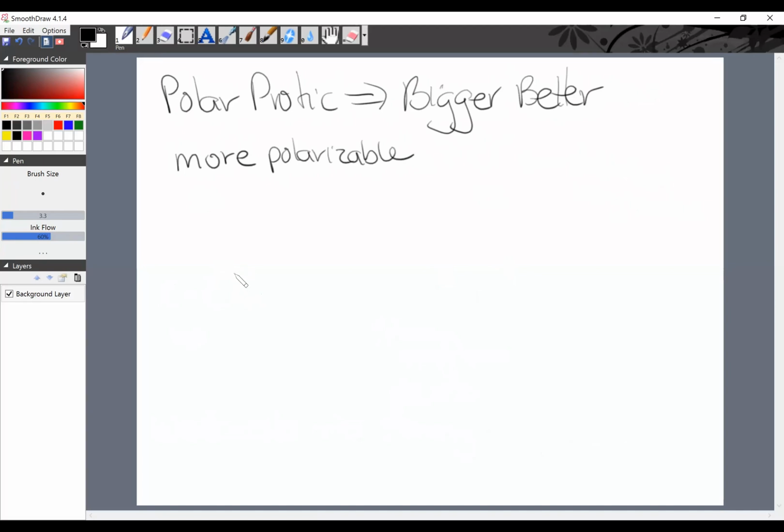So let's take a look at iodine minus versus fluorine minus. Now remember, we're in a polar protic solvent, so I'm just going to use water. This is a negative, so I will surround it with water.